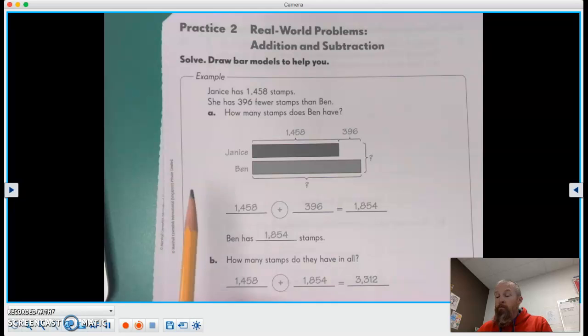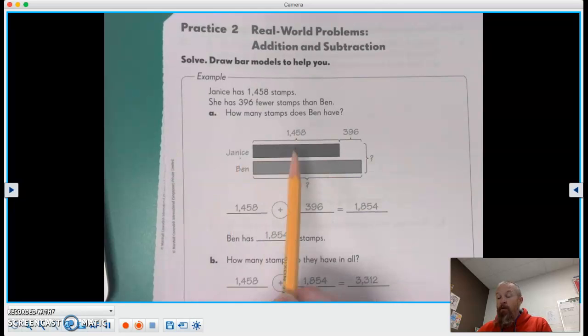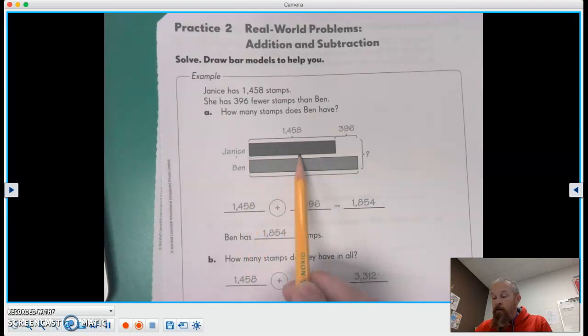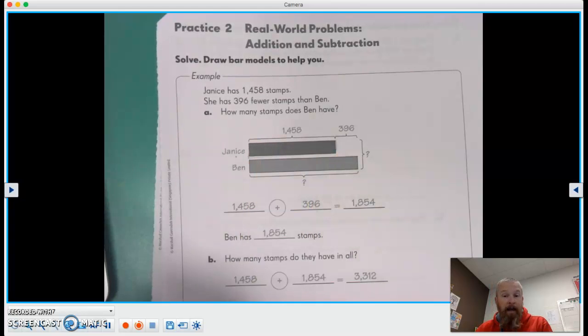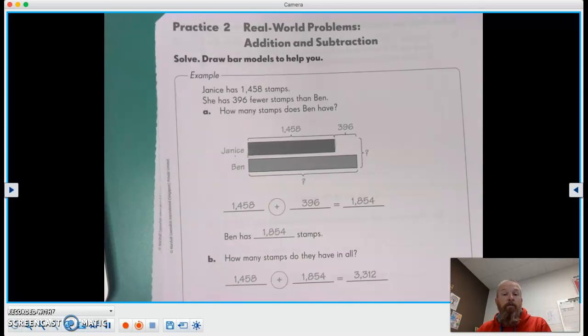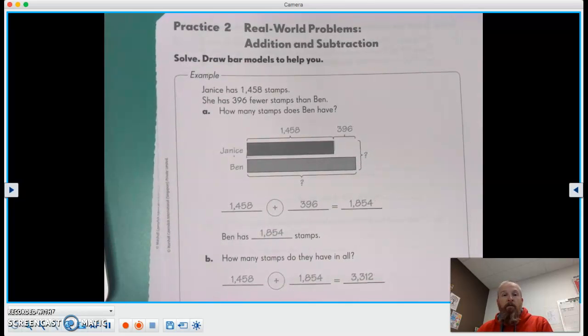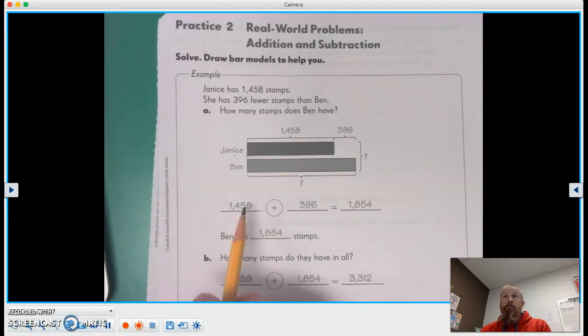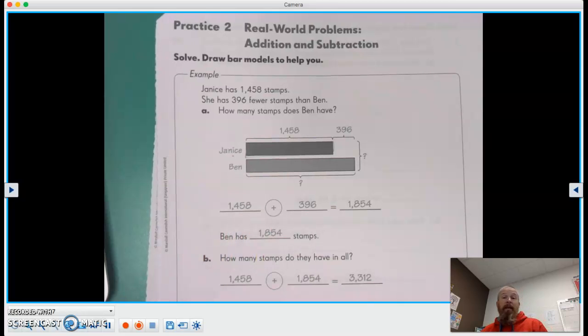So we know that Janice has 1,458 stamps. So you can draw a rectangle or a bar like that, right? And put 1,458 above it. Now she has 396 fewer stamps than Ben. So if she has fewer stamps, then we know that Ben has more stamps. So if Ben has more stamps, he would have the whole number in this one, right? And Janice, and how many fewer stamps she has, would be both parts.